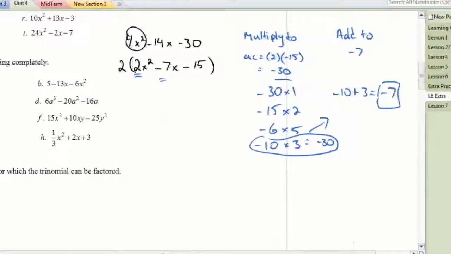So I'm happy with that. Those are the factors I was looking for. So what I'm going to do is take everything from the equation here and just drop it on down. So I have 2x squared.